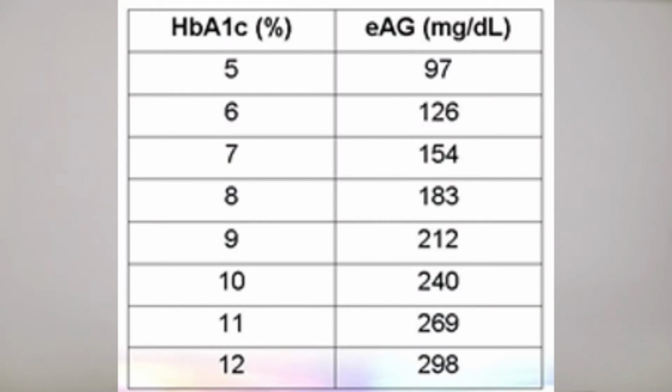An A1C of 6% is 120. An A1C of 7% is about 150. An A1C of 8% is about 180. As a general rule of thumb, every 1% change in A1C is associated with approximately 30 milligrams per deciliter change in the estimated average blood glucose. Lowering the A1C even 1% is associated with significant decreases in diabetes complications as well.